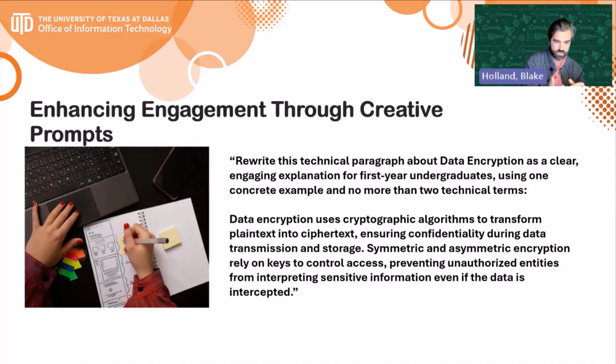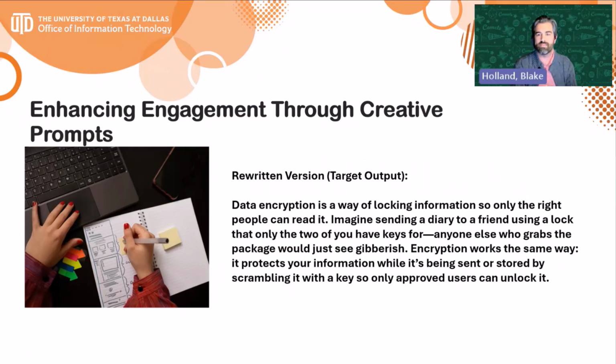So data encryption uses cryptographic algorithms to transform plain text into ciphertext, ensuring confidentiality during data transmission and storage. Symmetric and asymmetric encryption rely on keys to control access, preventing unauthorized entities from interpreting sensitive information, even if data is intercepted. I got tired reading that. I don't know about you guys. I didn't retain any of that. Let's see what the prompt gives us back, right?